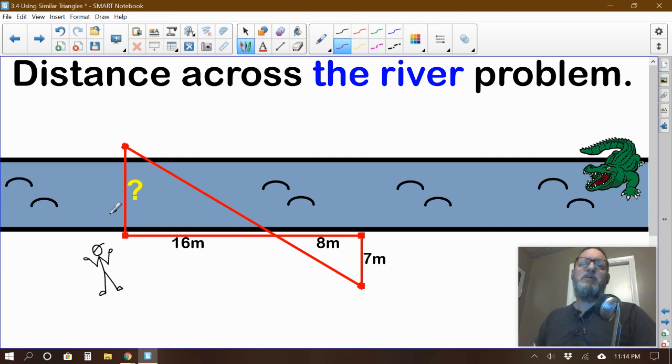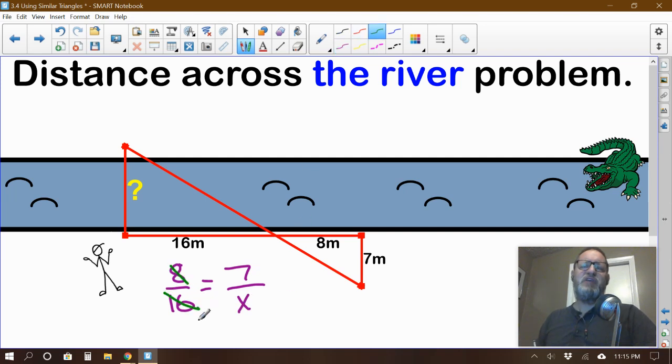Okay, so now that we know we have 2 angles in common, these are similar triangles, and we can just create a proportion. This 8 corresponds to this 16, so 8 over 16 equals, okay, this triangle is a smaller one, so I put the smaller number on top, this 7, over, well, this height right here would correspond to this one across the river, so that would be x.